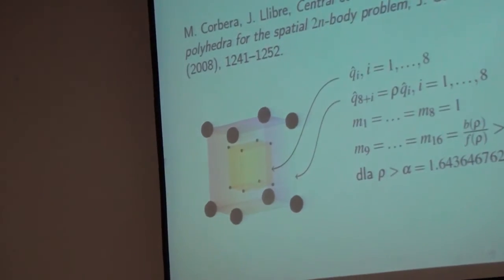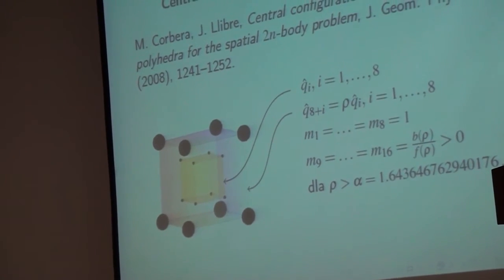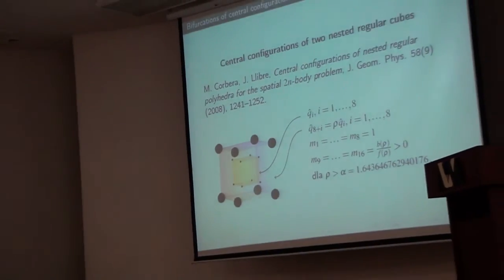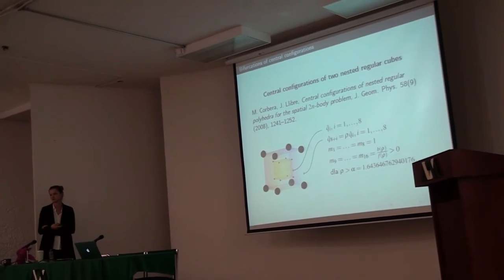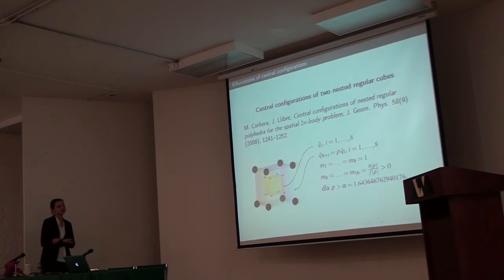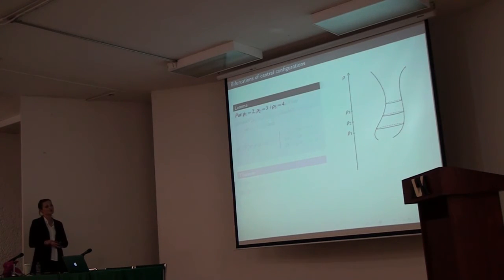And about the masses: the masses on the fixed cube are fixed and equal 1, and the masses on the scaled cube depend on the parameter. Also the same situation, the formulas are too long to put on the slide. And Corbera and Llibre proved that this family is a family of central configurations for every scaling factor rho greater than this number alpha. And we can prove exactly the same. We chose 3 levels, so 3 sizes for the scaled cube.